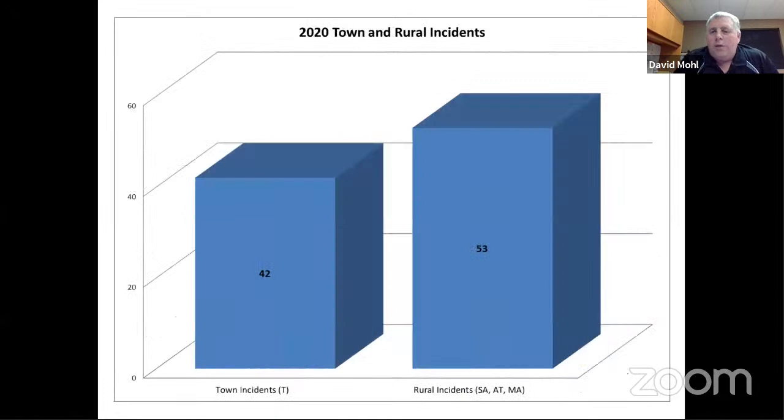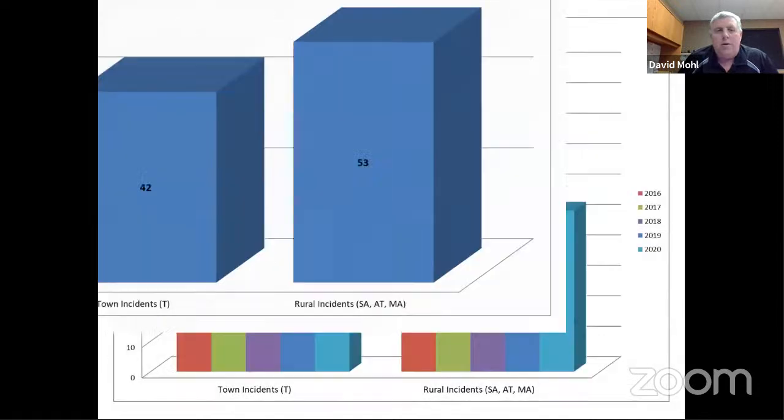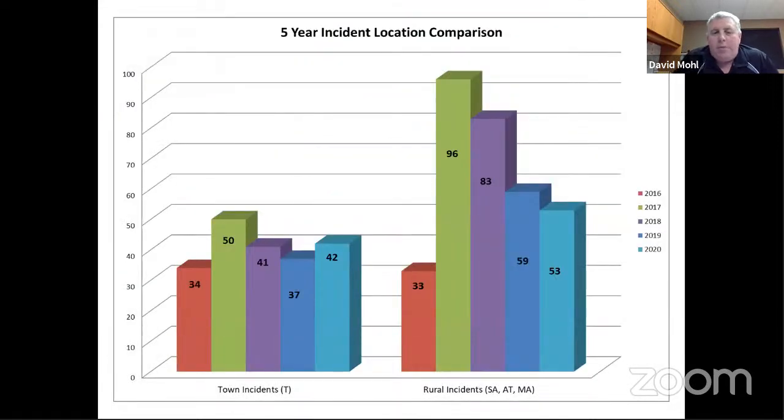The breakdown between town and rural: we had 42 in-town incidents, 53 rural incidents this past year. If you look at that over a 5-year comparison, nothing too astounding there. Town calls up a little bit, ratio-wise, but for the most part, pretty steady.